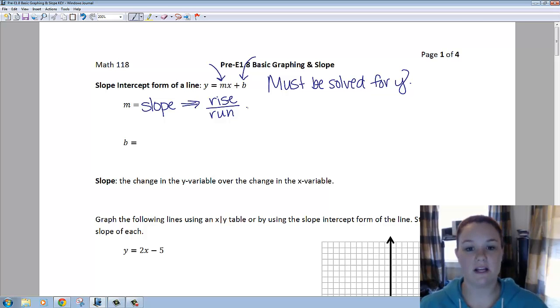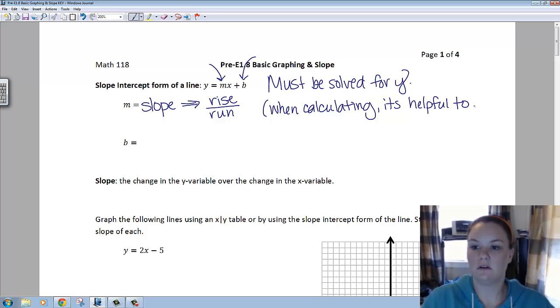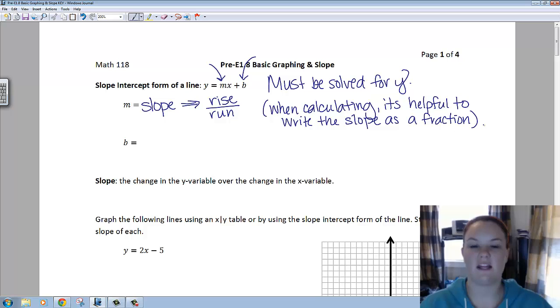So slope is our rise over run, and I'm going to go ahead and put over here, we usually want it written as a fraction when we're calculating it. Okay, when it's written in the equation, we don't have to write it as a fraction, but I'm just going to put over here, when calculating, it's helpful to write the slope as a fraction. Okay, and you'll see why in just a minute.